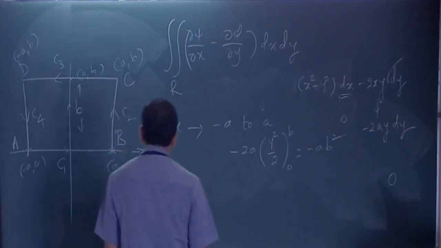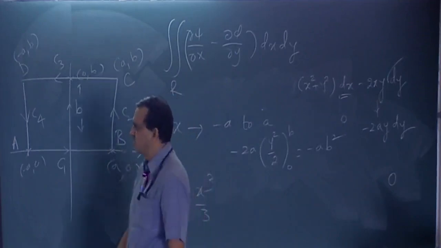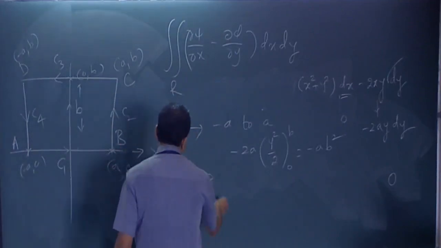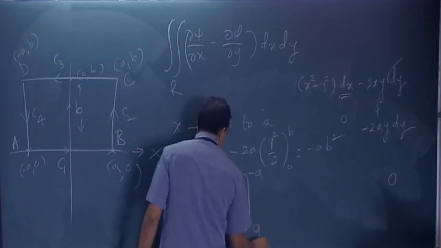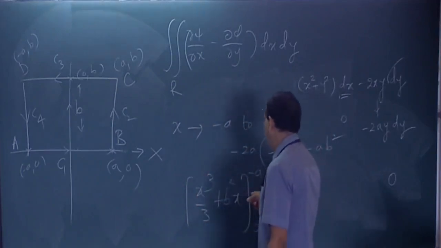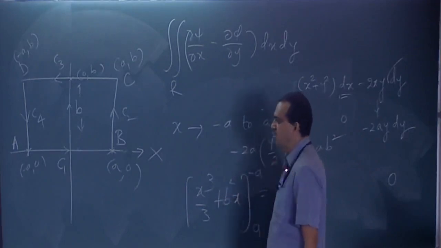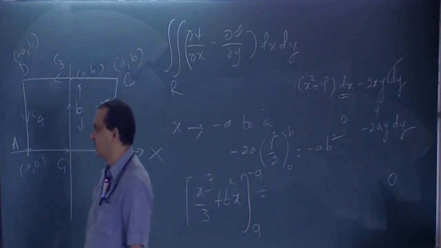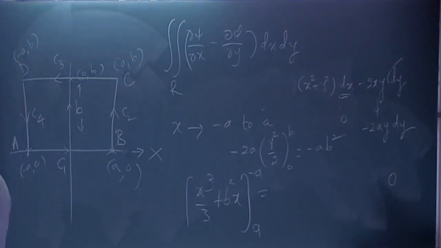If you want, I will write that integration: x cube by 3 plus b square x, correct? Between plus a to minus a. So you can write minus a cube by 3, minus ab square, minus a cube by 3, minus ab square, because both become negative as the second limit. Hence we get minus 2ab square, minus 2 by 3 a cube.